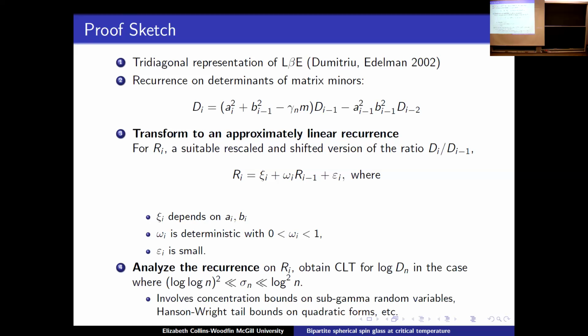Right, and so then there's some analysis that I won't really go into. It's a bit messy, but it involves some concentration bounds on these chi random variables and some concentration bounds on quadratic forms involving these. And we obtained the CLT that we wanted, but only for sigma n between log n squared and log n squared, which was not what we wanted, because we really wanted to have sigma n all the way down to 0.